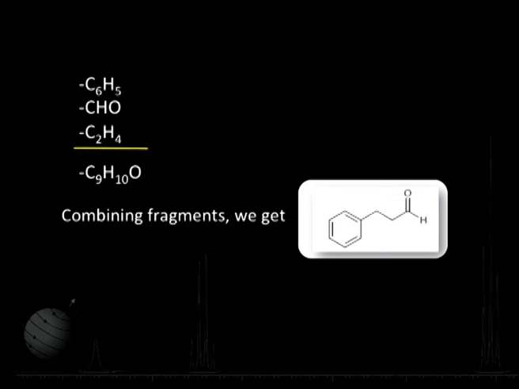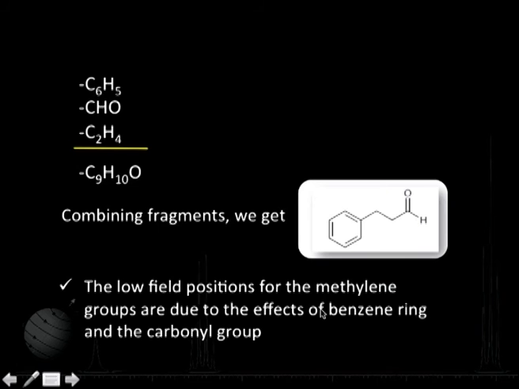So, we have to combine all these fragments. When I combine them, the most obvious combination will be something like this. We have a benzene ring or phenyl group, 2 methylenes, and then an aldehyde. There is no other way they can combine. So, that is the only possibility we have, and we find that this agrees with the NMR spectrum I observed for this particular molecule.